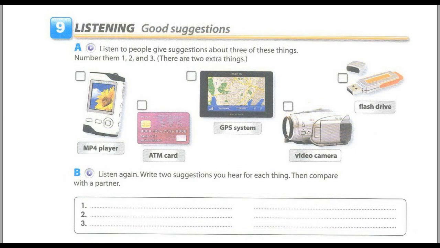Page 48, Exercise 9, Part B. Listen again. Write 2 suggestions you hear for each thing. Then compare with a partner.